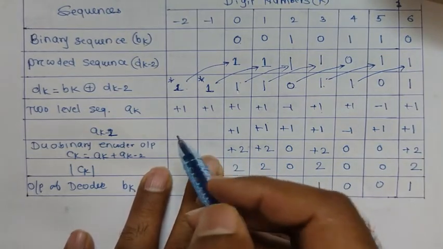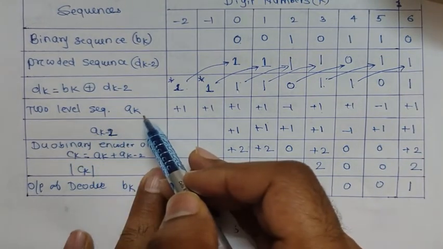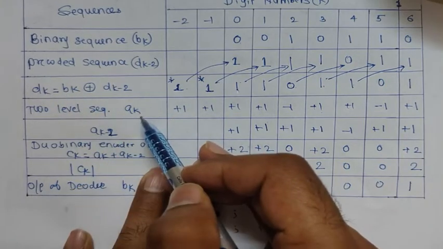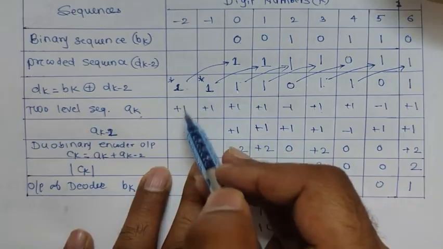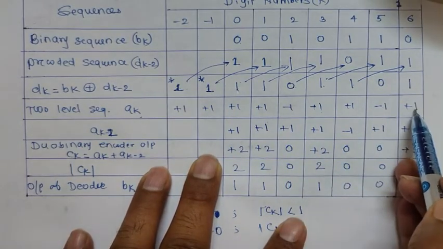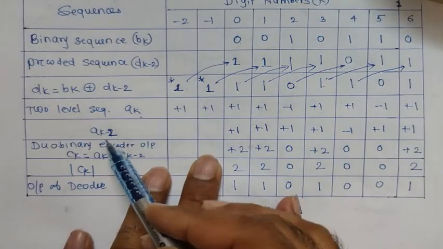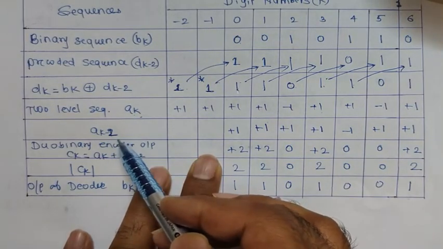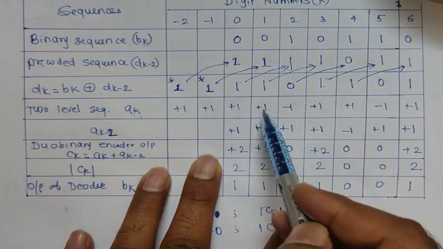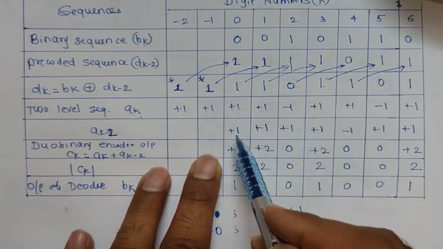Now the two-level sequence ak. When dk passes through the level shifter, we get ak. We just need to write the polarity: 1 means +1, and 0 means -1. Now we delay this ak by 2 bits. So this +1 goes here, this +1 here, this +1 here. It is just a delayed version that we have written here.